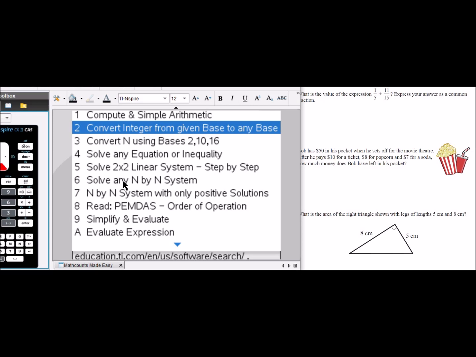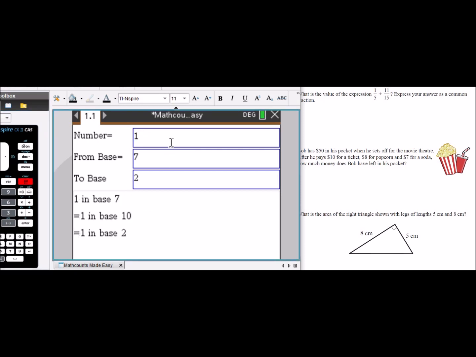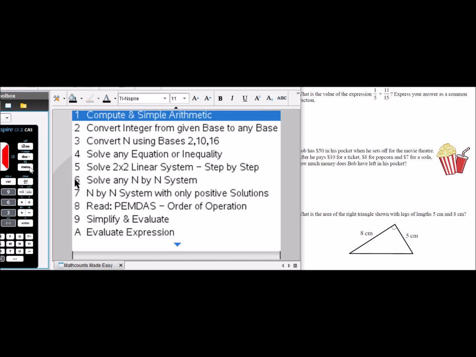Okay, so let's convert an integer. That's a typical question, right? Convert from one base to another. Say you have the number 11 in base 7. That actually is 8 in base 10, and 8 in base 10 is 1000 in base 2. So let's add one more. 12 in base 7 is actually 9 in base 10. I won't tell you why right now, but it is. And that is actually 1001 in base 2. So you can convert from one base to another number system easily.